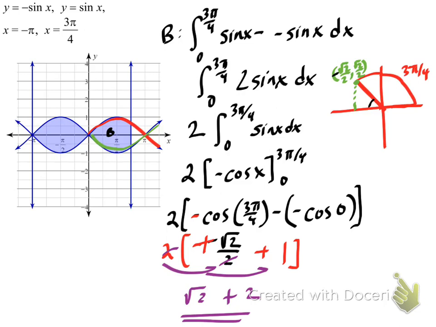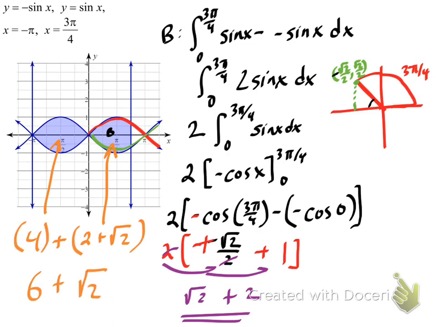So let me see if I can fill that in. We had an area for region A to be 4, and here the area is 2 plus the root of 2. The area here was 4. Combine them together, and you have the full area of 6 plus the root of 2. Hope this helps.